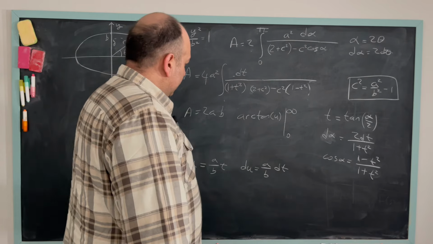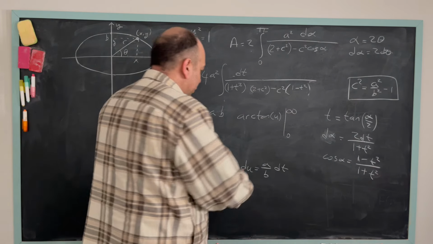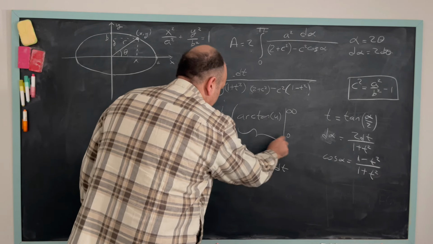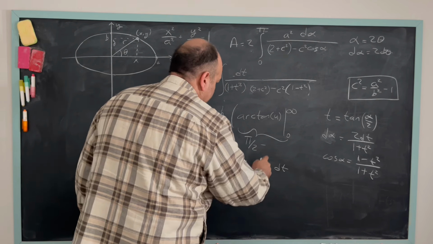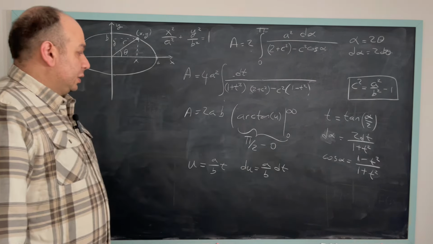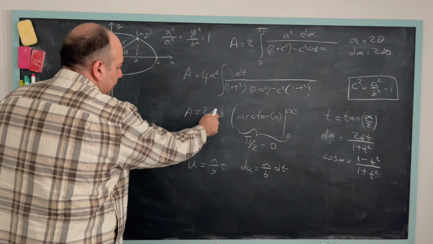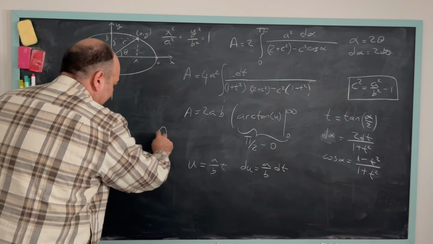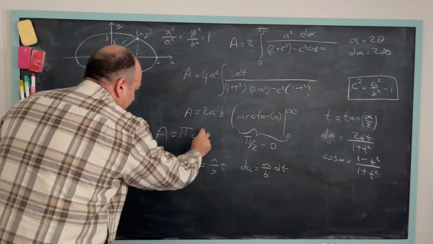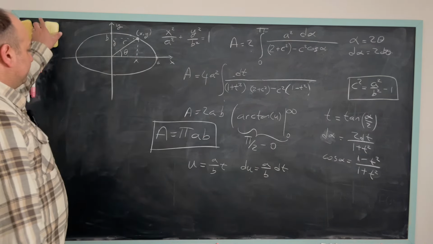Okay. So what is the upper limit here? Arc tangent infinity. Pi over 2, right? So this term here is pi over 2 minus arc tangent 0, which is simply 0. So pi over 2 minus 0 is pi over 2. Pi over 2 times 2ab is equal to pi times ab. And this is the result.